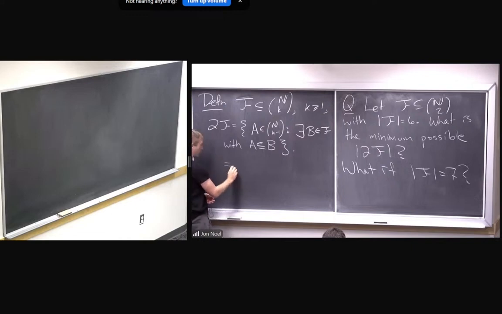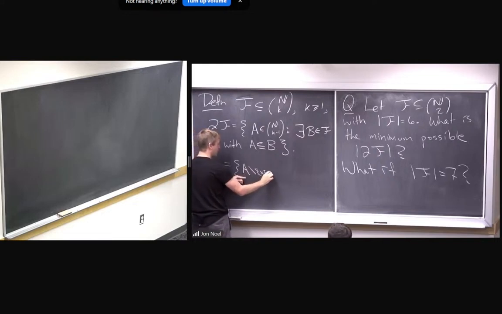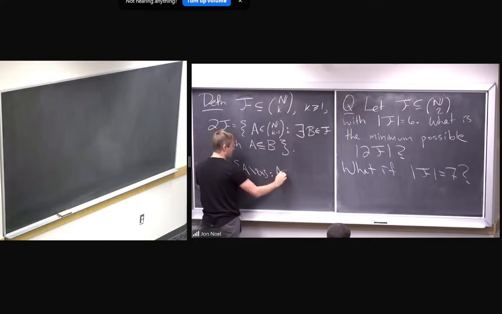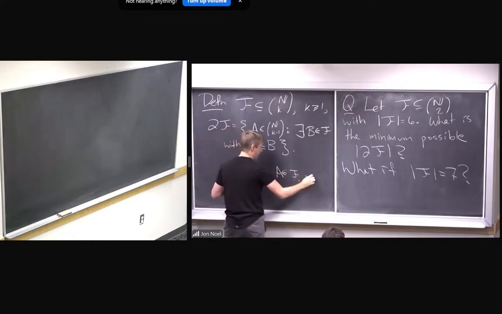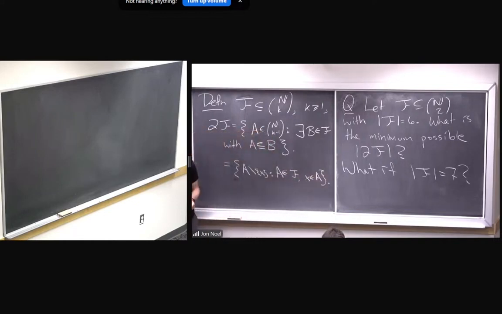Or in other words, you could think of it as all the sets you can get from A minus some element X, where A is in F and X is in A. It's probably a more succinct way of writing it. So take the sets in F and then delete a point, and that's your shadow, right?